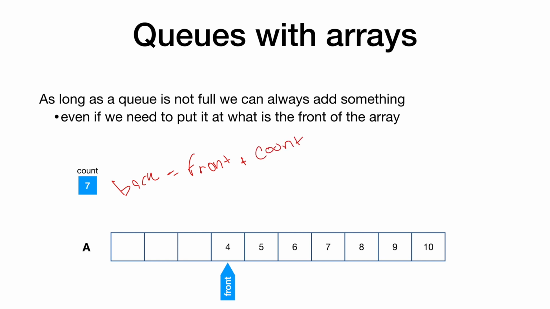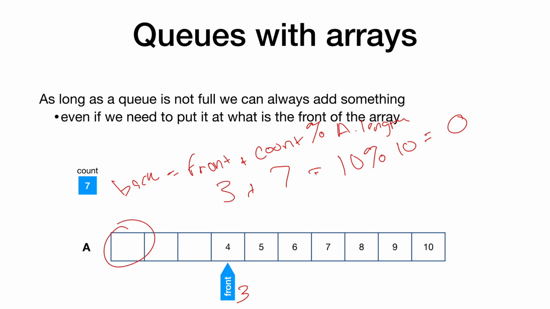Here, front is 3. If we do that, then it's 3 plus 7, which is 10. And that's out of bounds. So really what we want to do is take this mod a.length. So mod 10, and that gives us 0. So that means our next item should go here in element 0 of the array.